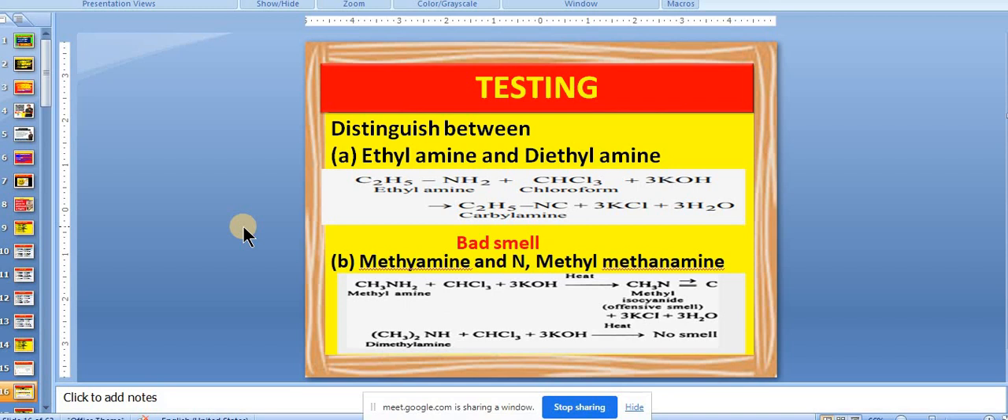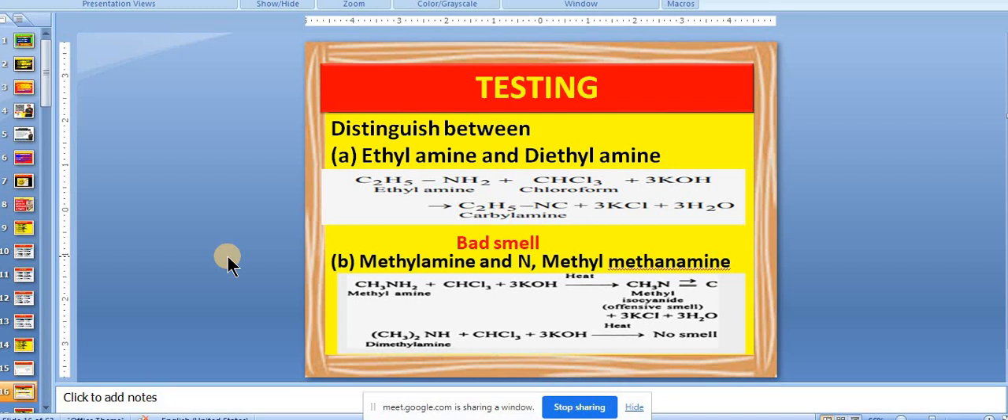So this thing we have to keep in mind while writing the reactions also. So here the reaction is important to write, as well as we need to write the testing characteristic, like observations. So here observation is related to bad smell. We need to write bad smell. So it is very important we should write bad smell. Right? Similarly, next question is related to methylamine. Methylamine and N-methyl methanamine.